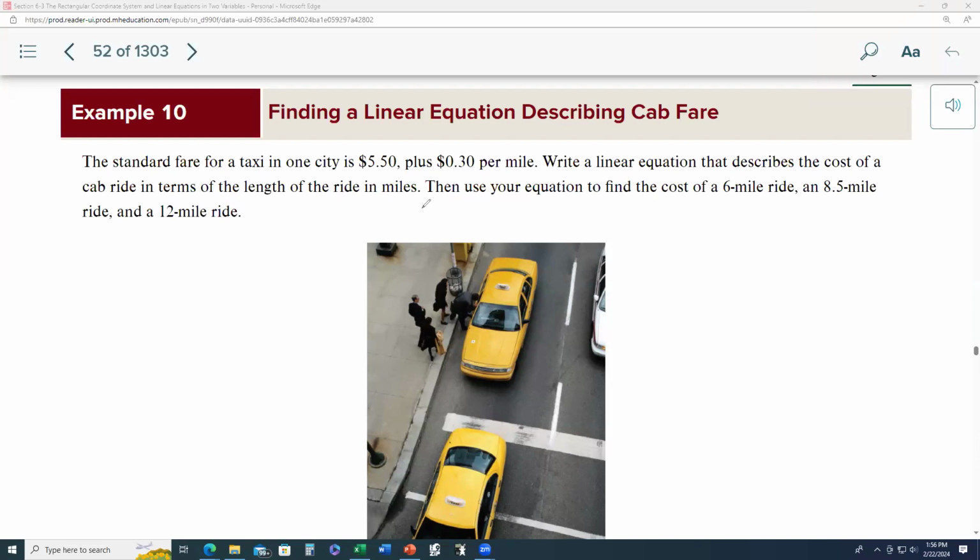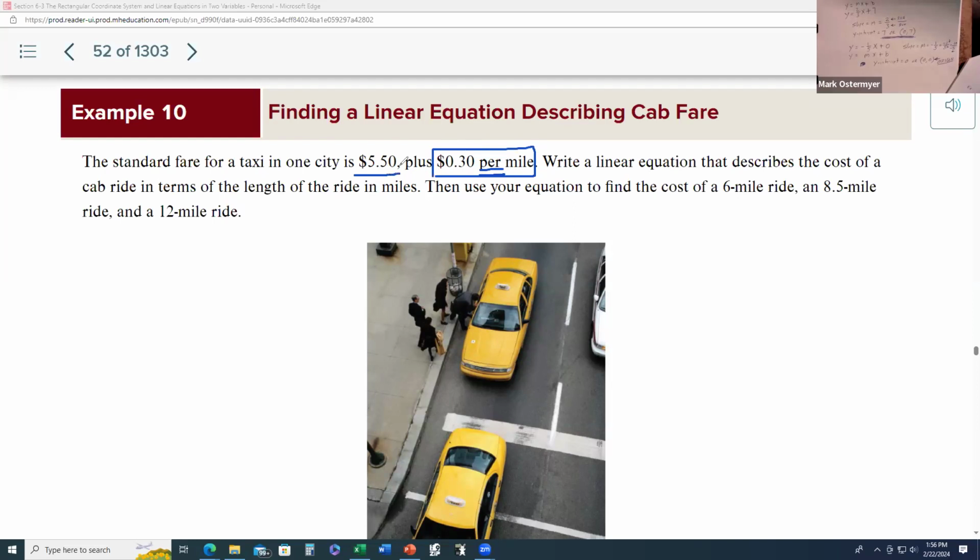The 0.30 is per mile, which is the slope. Yeah, you got the word per here. That means this must be the what? This must be the slope. That number is the slope. So this must be the y-intercept then. So therefore, to write the equation of this line, here's the skeletal form for a linear equation in slope-intercept form. All we got to do is populate the slope and the y-intercept and we'll have our equation.